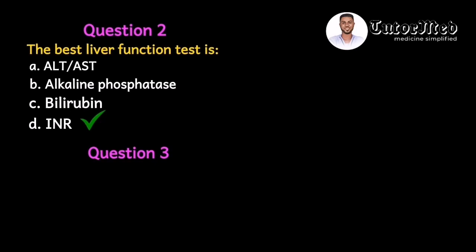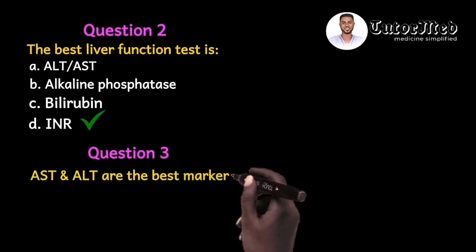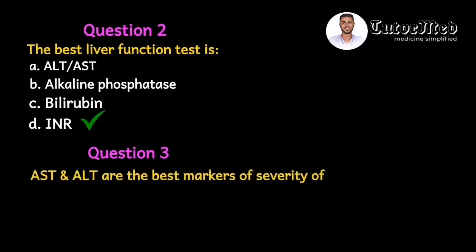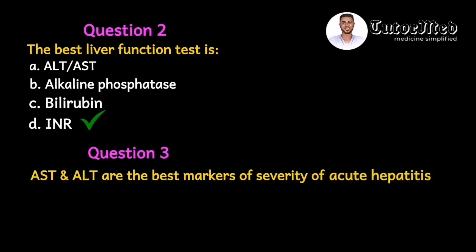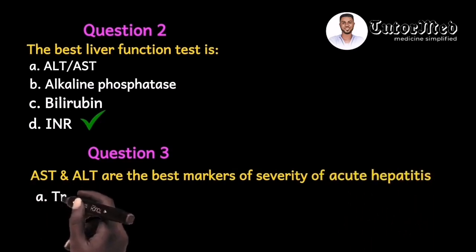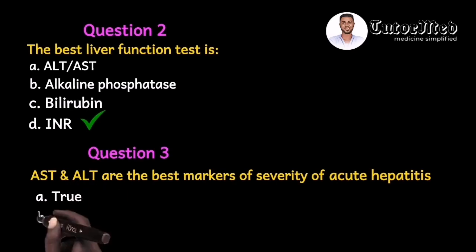Question 3. AST and ALT are the best markers of severity of acute hepatitis. A. True. B. False. If you think it's a false statement, then you will be right.